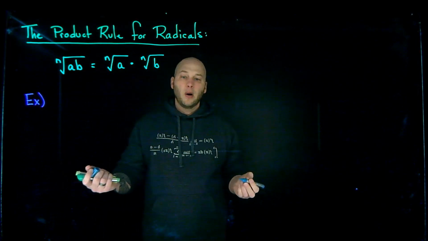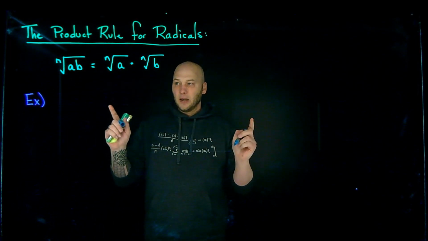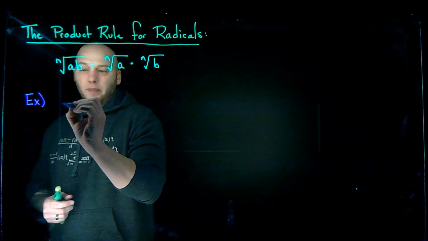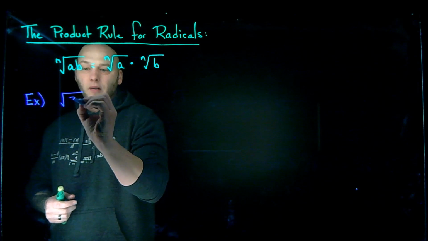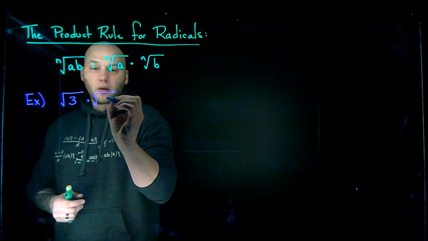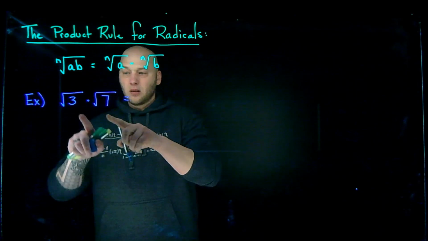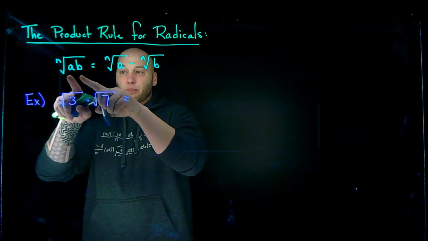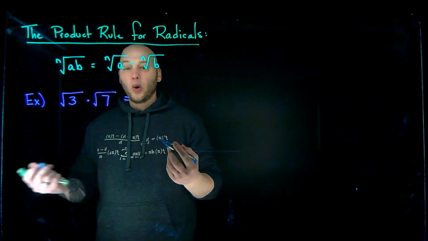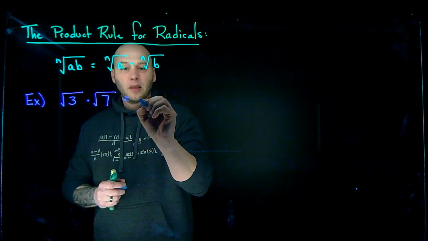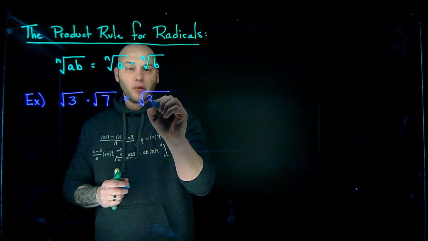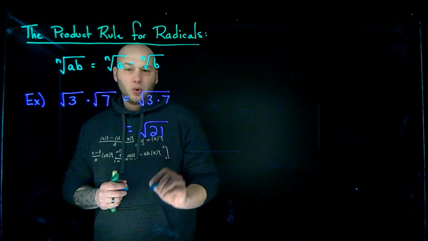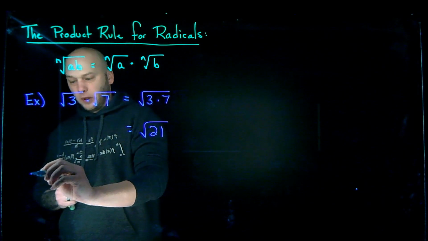Now, first and foremost, the easiest case is if the radicals match. For example, if I wanted to do the square root of 3 times the square root of 7, since the radicals match, which is what I have in the product rule, then I just multiply the radicands together with that common radical. That means I would have the square root of 3 times 7, which would give me the square root of 21.